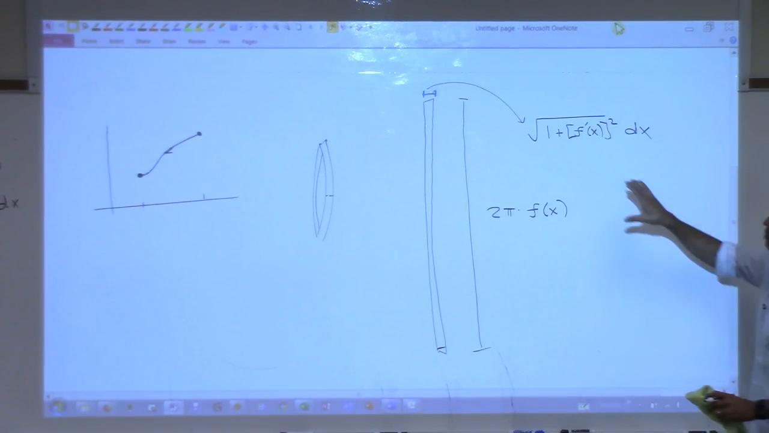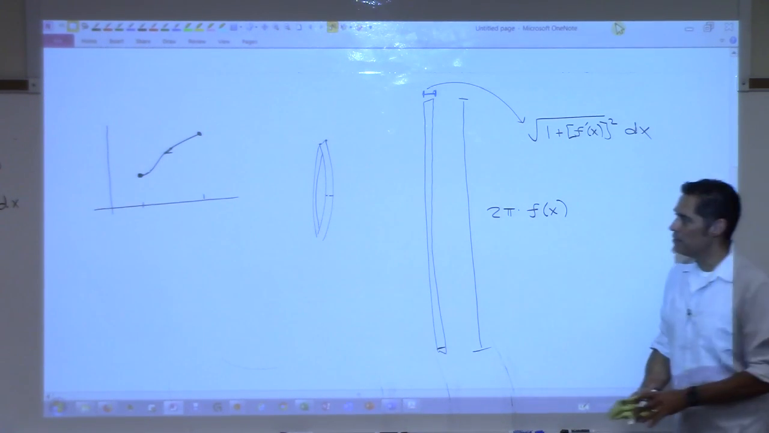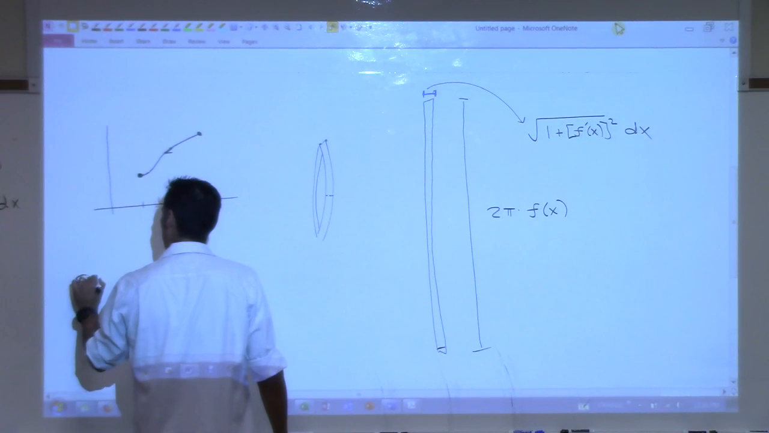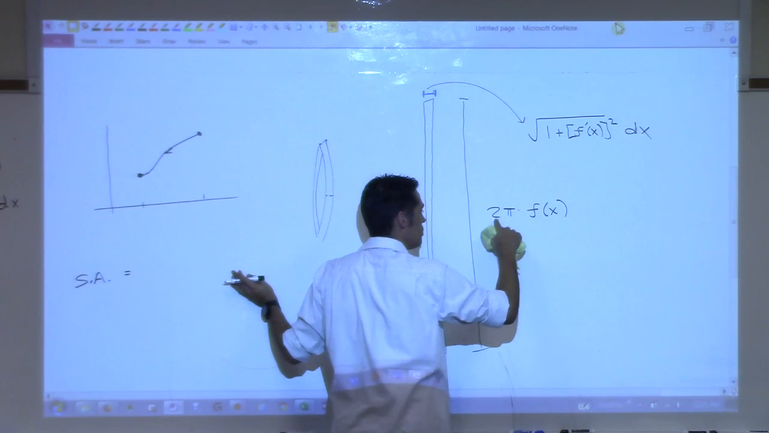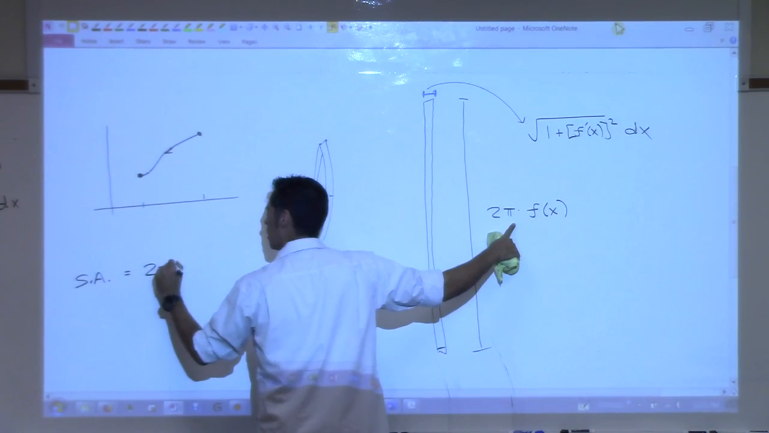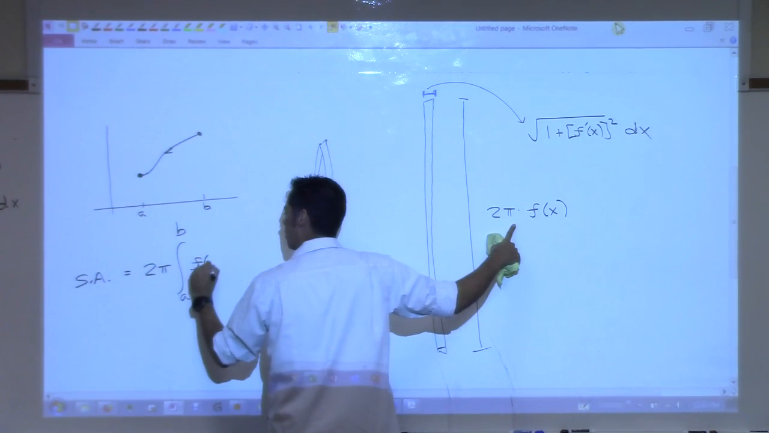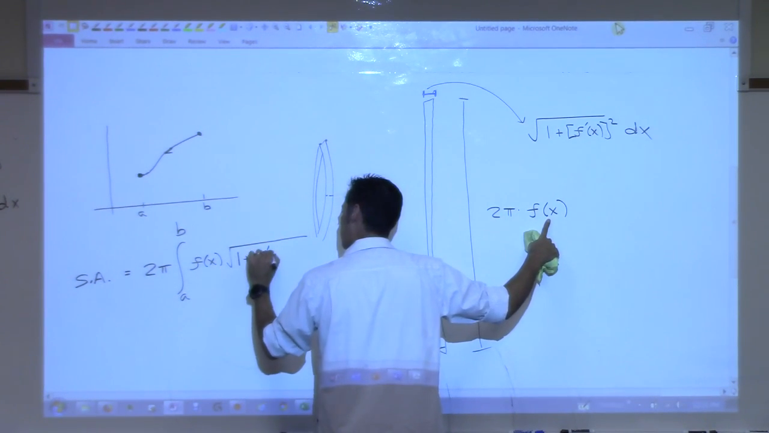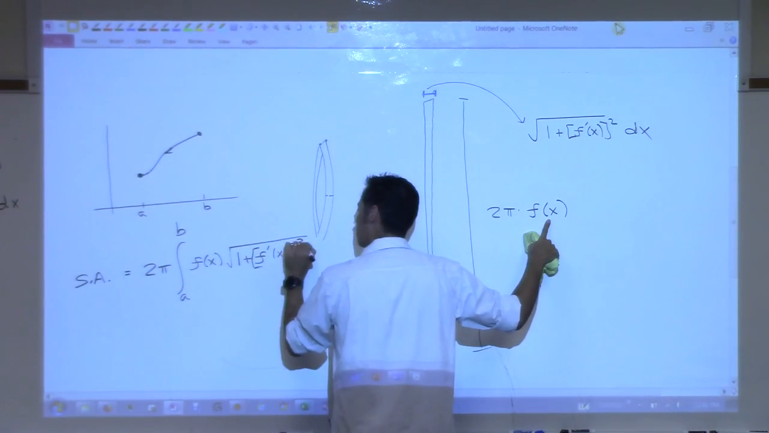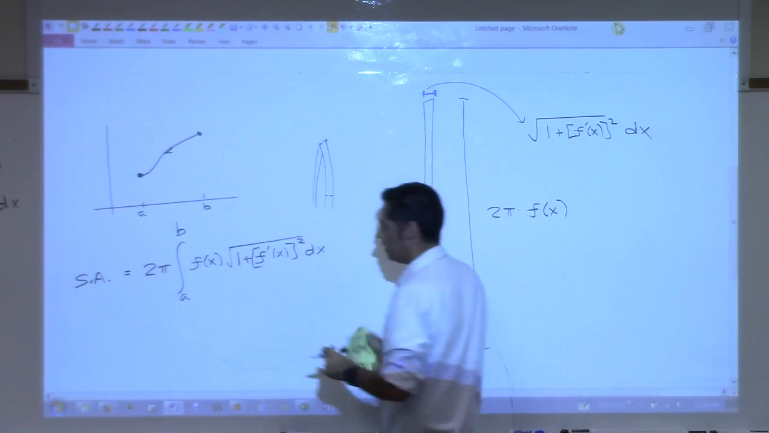So if we multiply this times this, that gives us the area of that one rubber band, right? But we want to add them all up. So we bring the integral in. So here it is. The surface area will be equal to this times this. The 2 pi is a constant, so it's going to come out. The integral goes from a to b. And then we'll have the function f of x, that's this, times the square root of 1 plus the derivative of f of x squared dx. And that is your second formula of the day.